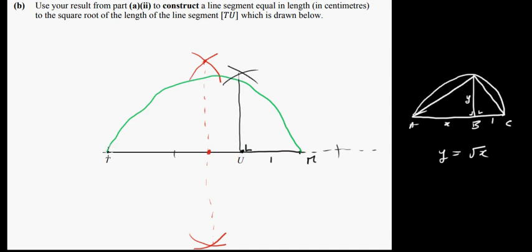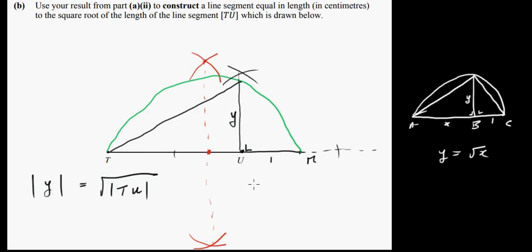So what we find now is that this line here was our Y, and we know from what we did in the previous section that that's the square root of TU. So we know that our distance Y, distance up along there, is going to be equal to the square root of the distance TU. I think that's all we needed to do. Use the results from part A2, which is what we've done. Construct, which we have done.